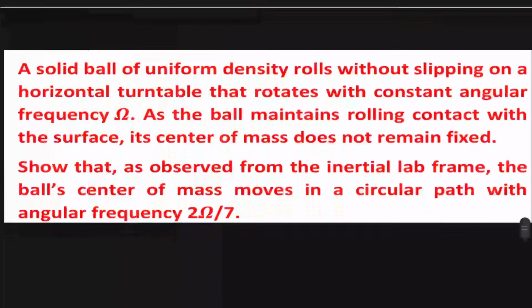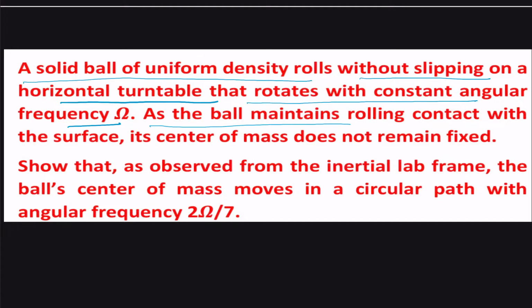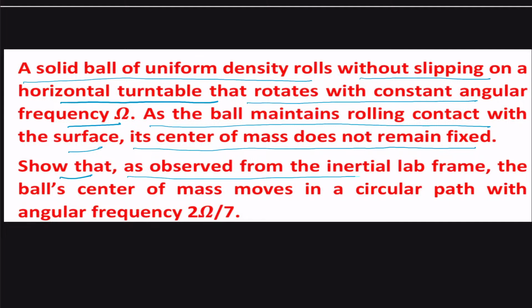And now we come to the final question, that's the third one. And it states that a solid ball of uniform density rolls without slipping on a horizontal turntable that rotates with a constant angular frequency of omega. As the ball maintains rolling contact with the surface, its center of mass does not remain fixed. Show that, as observed from the initial lab frame, the ball's center of mass moves in a circular path with the angular frequency of 2 omega by 7.